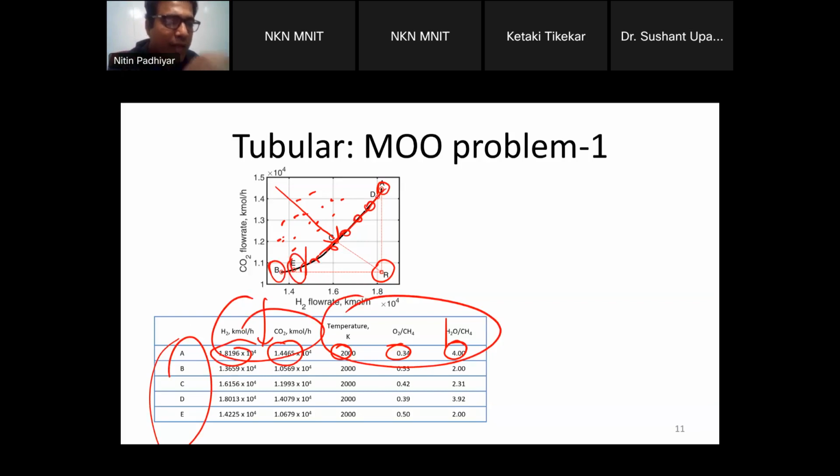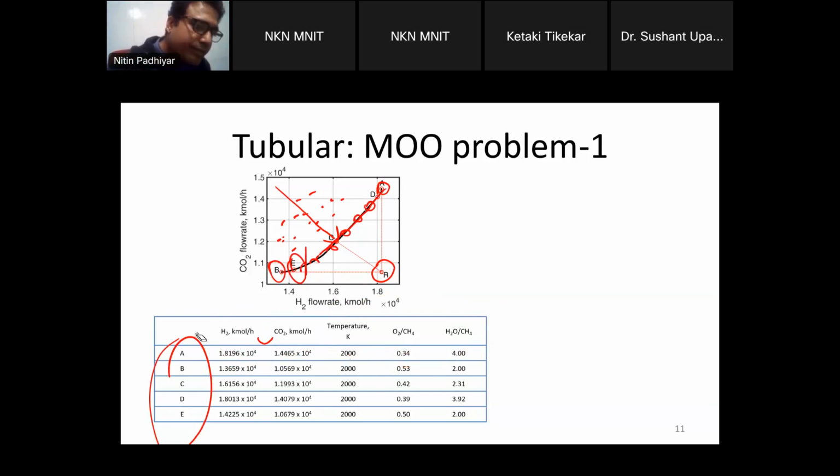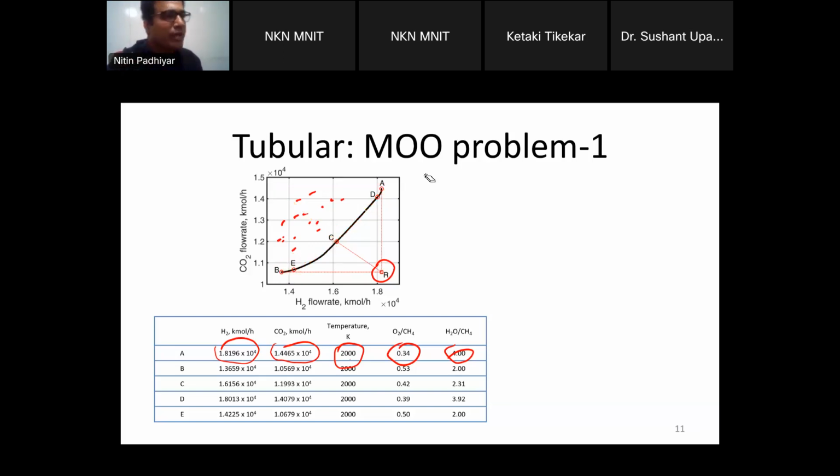If I use a feed temperature of 2000 Kelvin, oxygen to methane ratio of 0.34, and water to methane ratio of 4, then I'll get maximum hydrogen, and the corresponding carbon dioxide this much. Depending on my choice, I can choose any of these solutions. So this is like a menu given to the designer, that you choose your preference. You want to go for maximum hydrogen, minimum carbon dioxide emission, or anywhere in between. You can go even for point C, where you get a sufficient amount of hydrogen and a good amount of CO2 reduction as well, like this point. So this is a menu given.